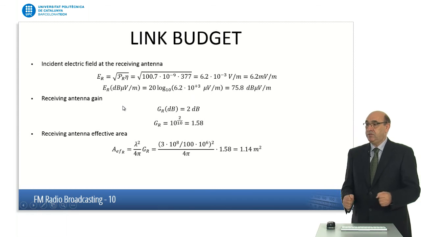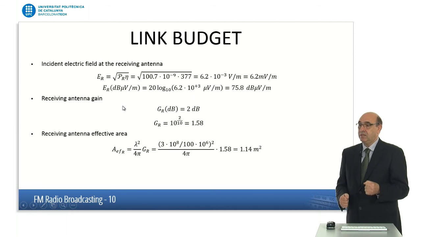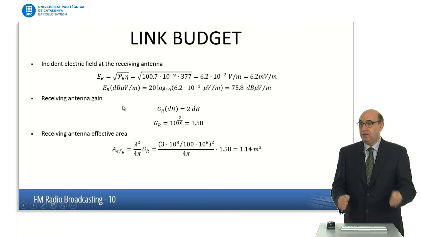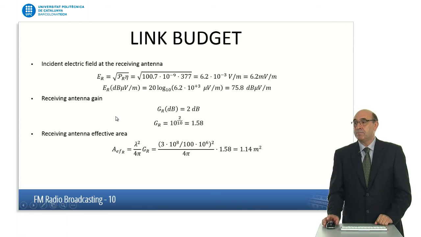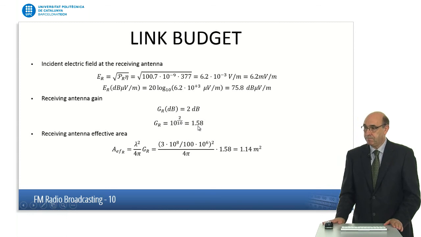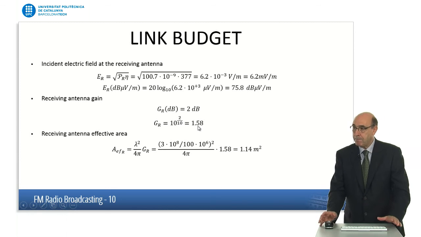Now, to find the received power, we also need to know both the receiving antenna gain and the effective area of the receiving antenna. The antenna has a gain of 2 dB. So now we divide by 10, and 10 to the power of this gives you the gain of the antenna, 1.5. This is a low gain antenna.